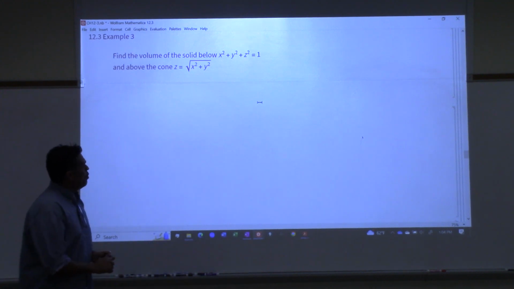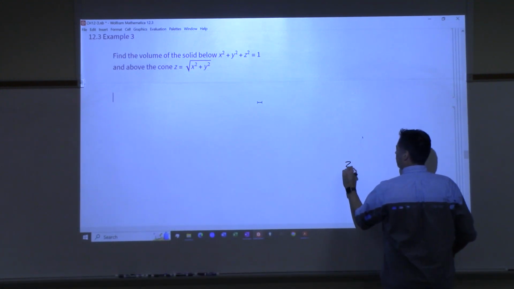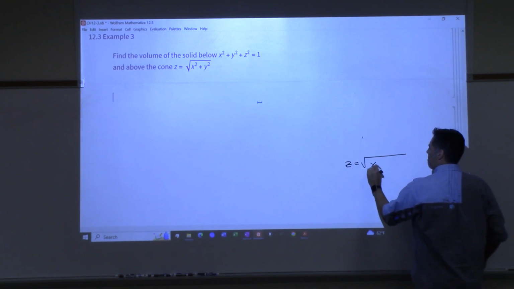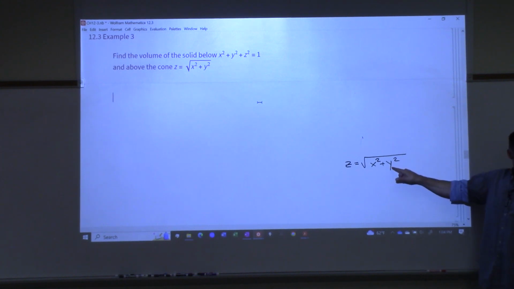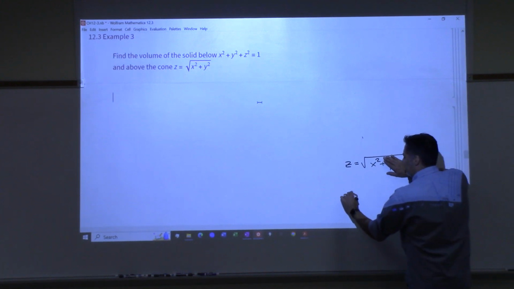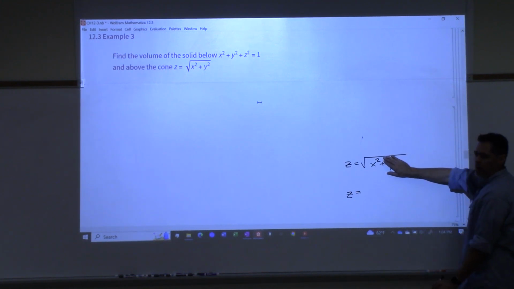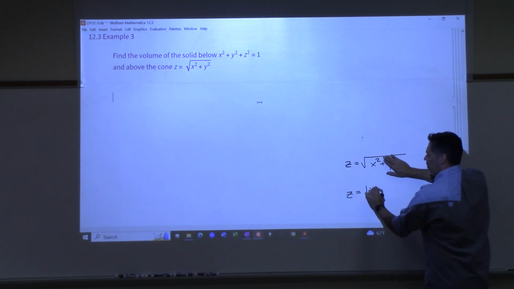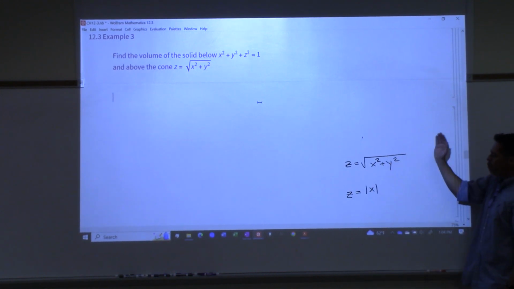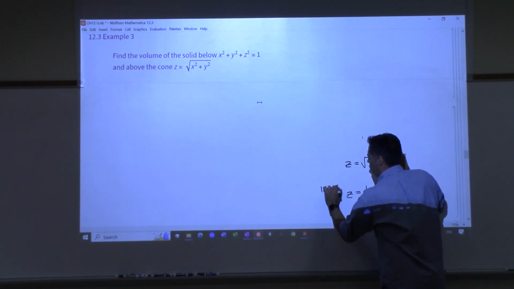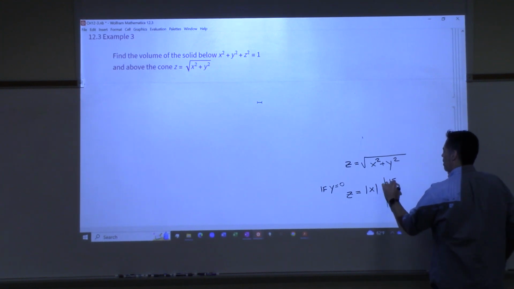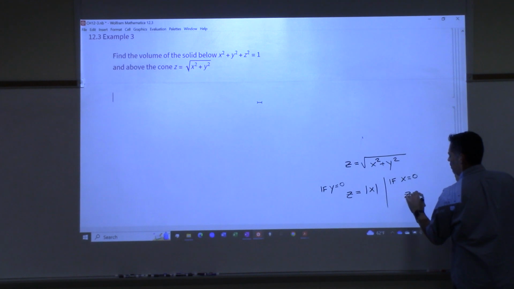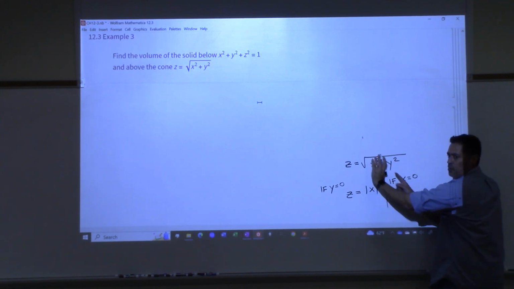On that cone, here's one thing you could do to help yourself graph it: think about what it looks like if y is 0. If y is 0, we get this right here. The square root of x squared, by definition, is the absolute value of x. So if I let y be 0, then z will be the absolute value of x. If x equals 0, then it's the other way around: z is the absolute value of y.